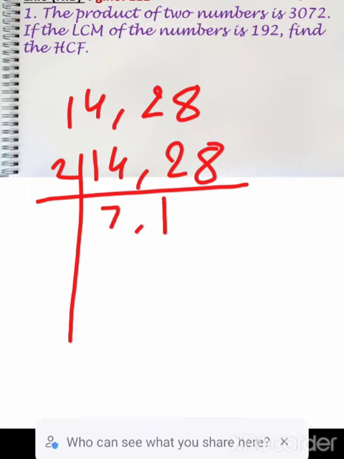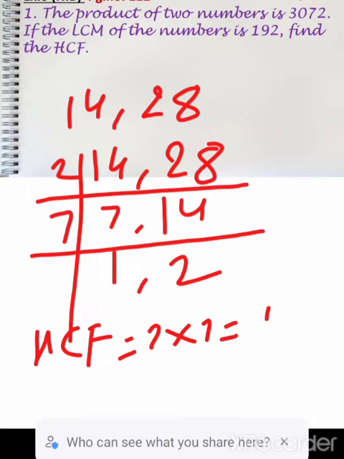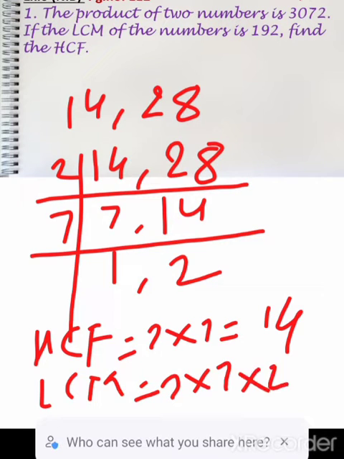2 sevens are 14, 2 ones are 2, 2 fours are 8. Now 7 ones are 7 and 7 twos are 14. So what is the HCF we have got here? 2 into 7, which is equal to 14, and LCM is equal to 2 into 7 into 2, which is going to be 2 twos are 4, 4 sevens are 28.